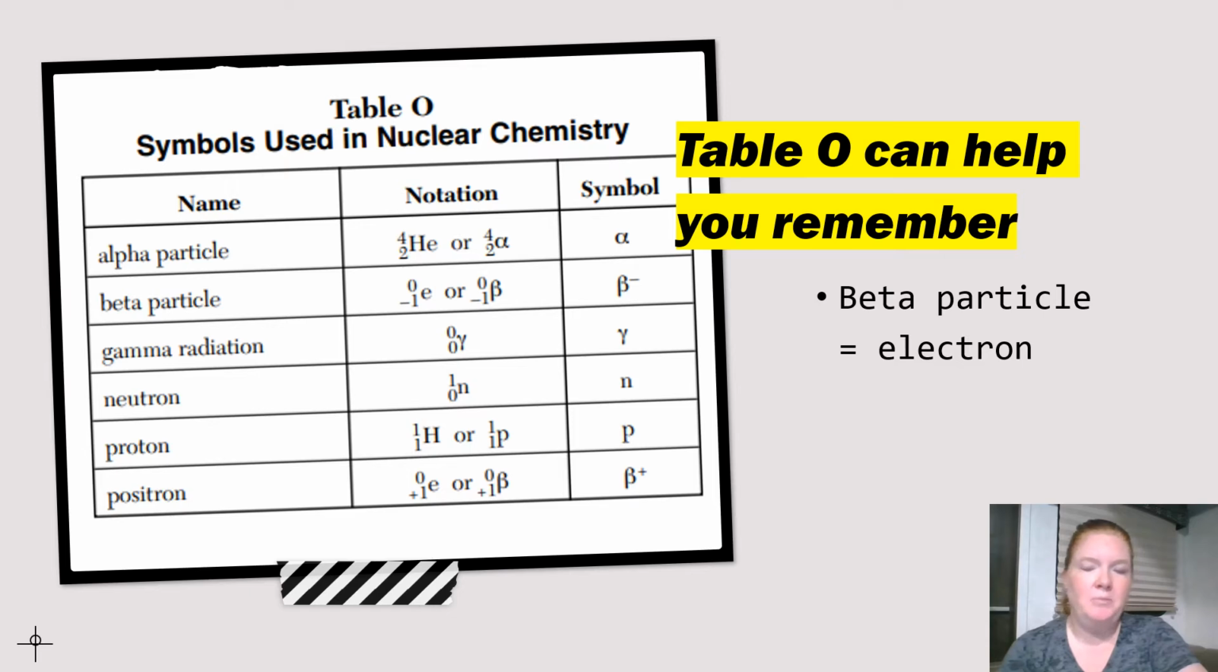Table O can help you remember some of those numbers and charges. A beta particle is an electron. So you see the number at the bottom is -1. That's the charge. If you find proton, it just has 1 at the bottom. So that's positive. A neutron has a 0 at the bottom. That's no charge. And then if you look at the top, that's mass. A beta particle or an electron has a 0. And a neutron and a proton both have 1. And we'll get into this in greater detail in a later lesson.